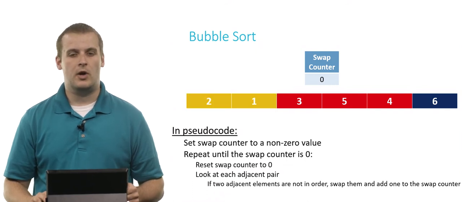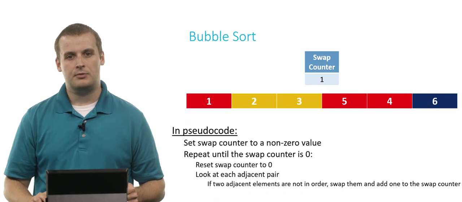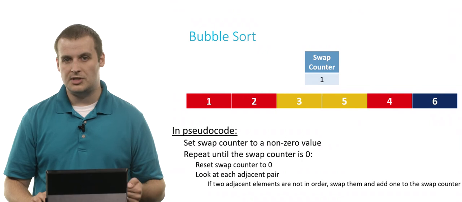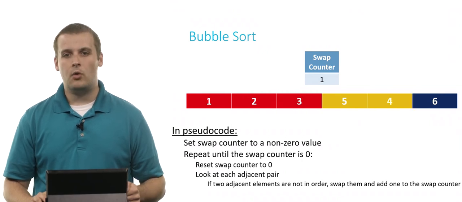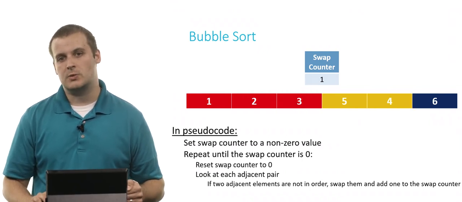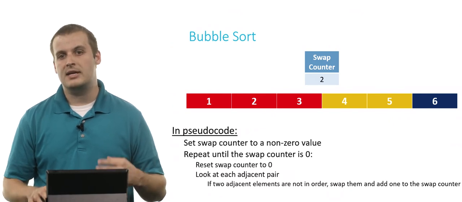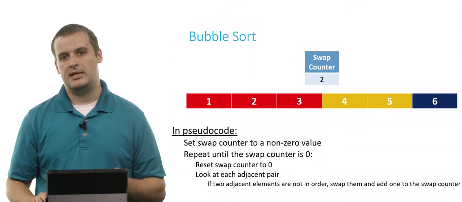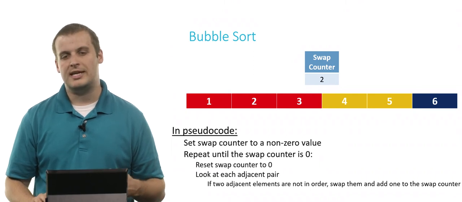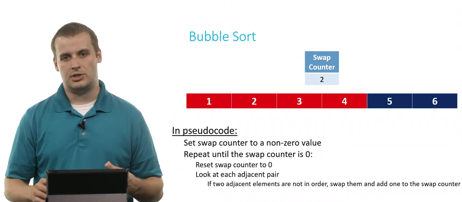We're going to reset the swap counter to 0 and look at each adjacent pair. So we start with 2 and 1. They're out of order, so we swap them, and we add 1 to the swap counter. 2 and 3, they're in order. We don't need to do anything. 3 and 5 are in order. We don't need to do anything there. 5 and 4, they are out of order, and so we need to swap them and add 1 to the swap counter. And now we've moved 5, the next largest element, to the end of the unsorted portion. So we can now call that part of the sorted portion.